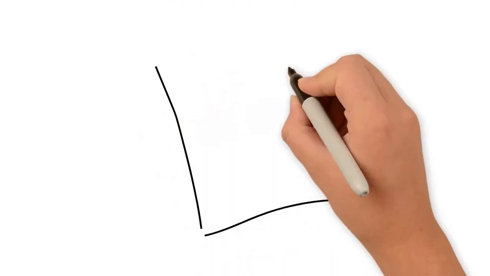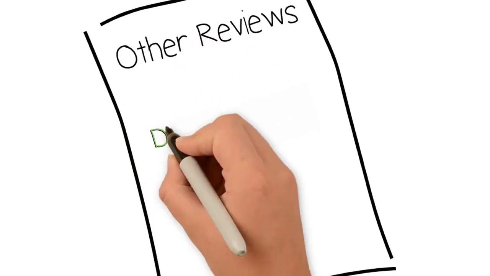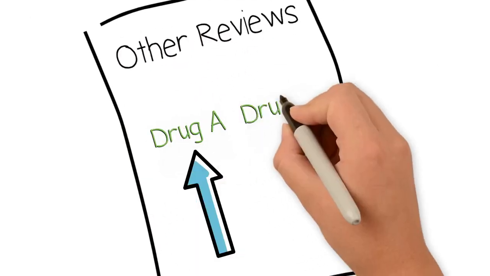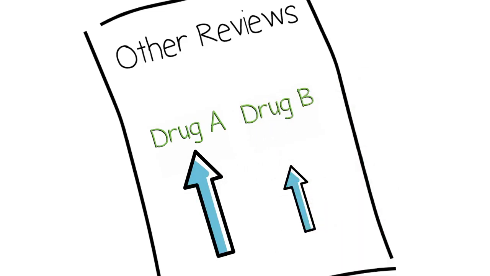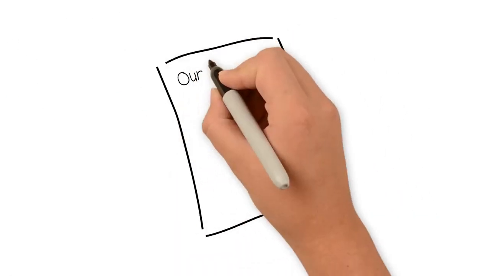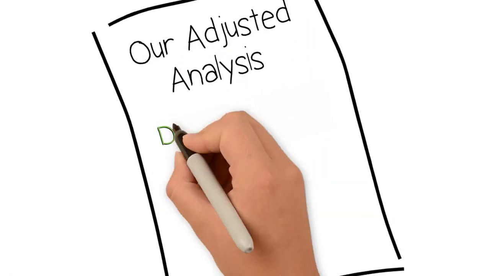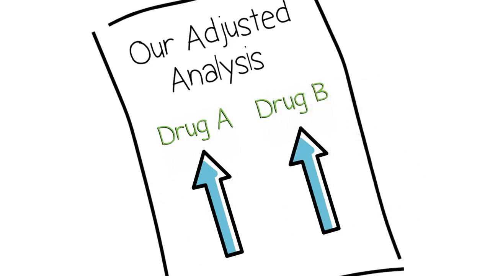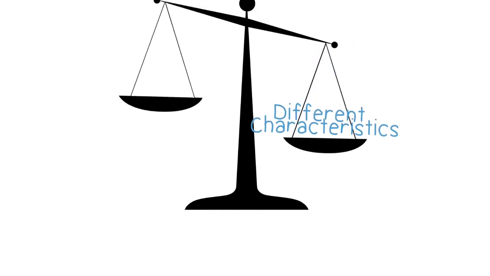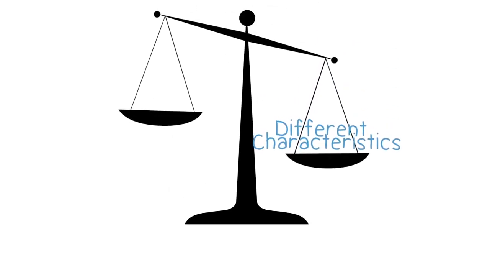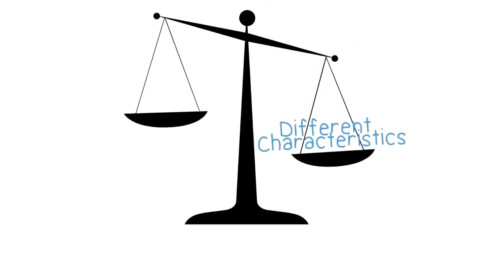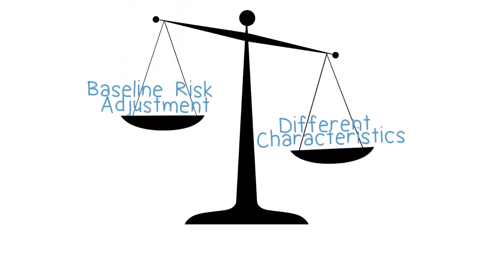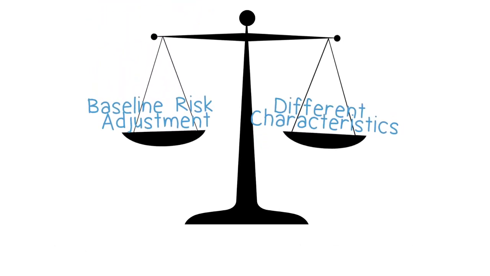For example, another review of clinical trials failed to adjust for placebo response in their comparisons, and drug A looked much better than drug B. But our adjusted analysis showed drug B was at least as effective as drug A, and even more effective than some of the other drugs included in the review. So, in conclusion, it's important to adjust for placebo response, or baseline risk, when comparing the results of different clinical trials.